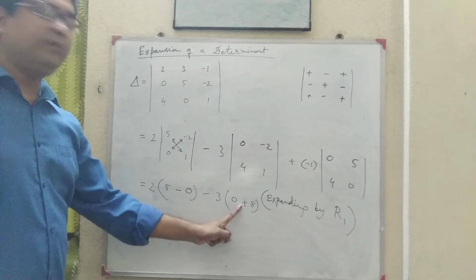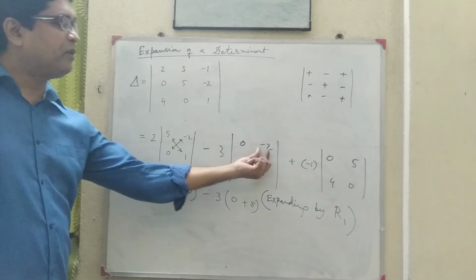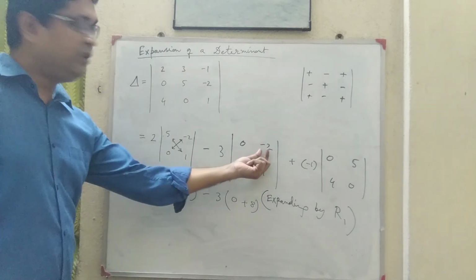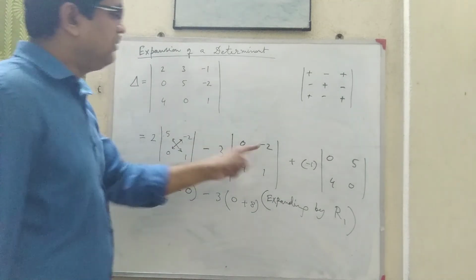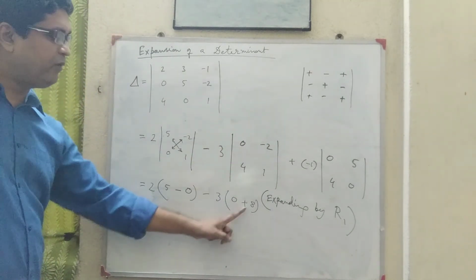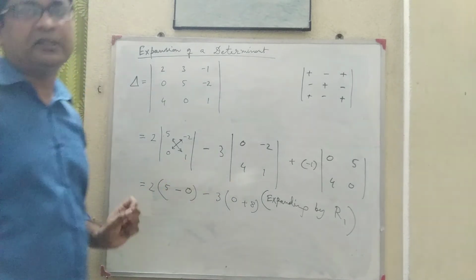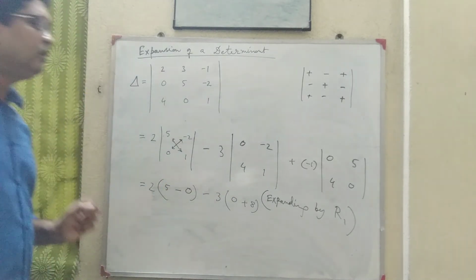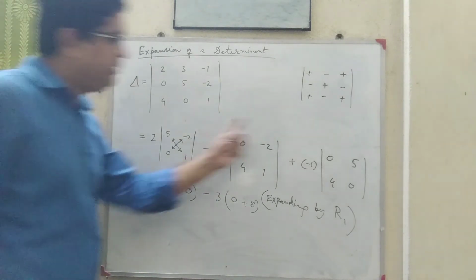The sign in between is always minus, but you have to consider the element with sign also. So when we are multiplying 4 into minus 2, it is minus 8, but before it is already minus, so minus 8 is plus 8. So don't confuse with the sign. Sign is very important here.